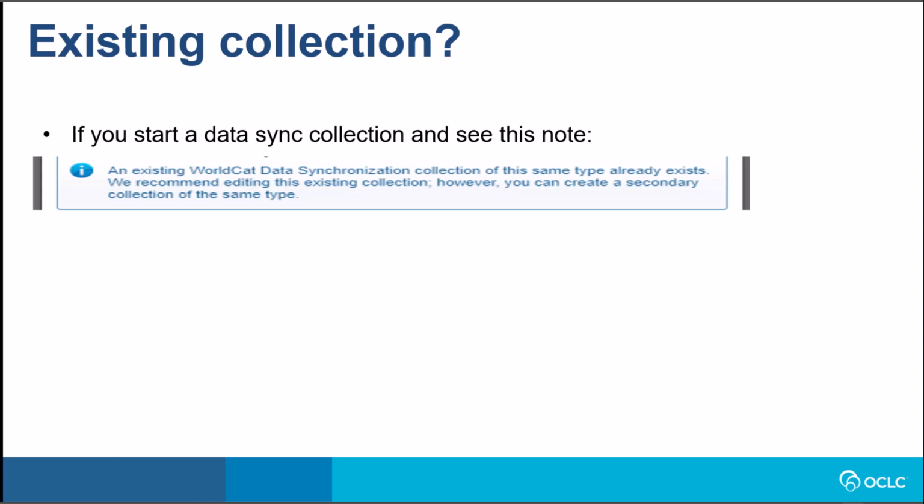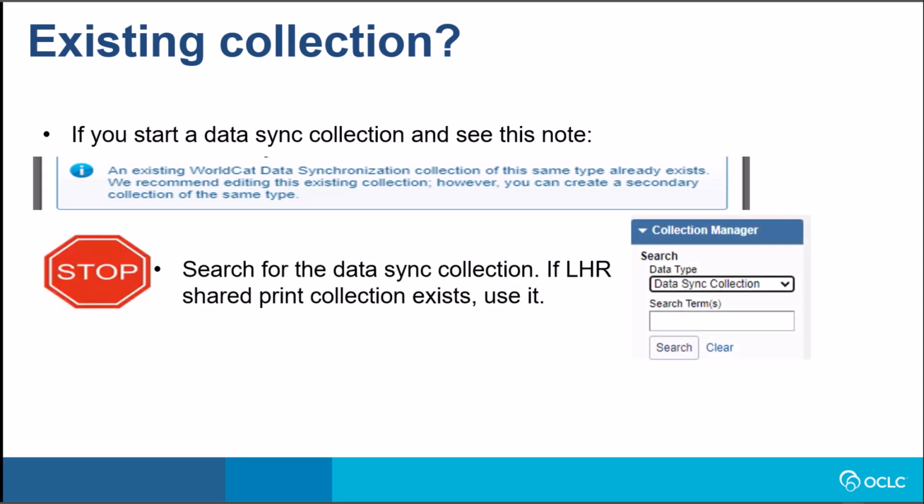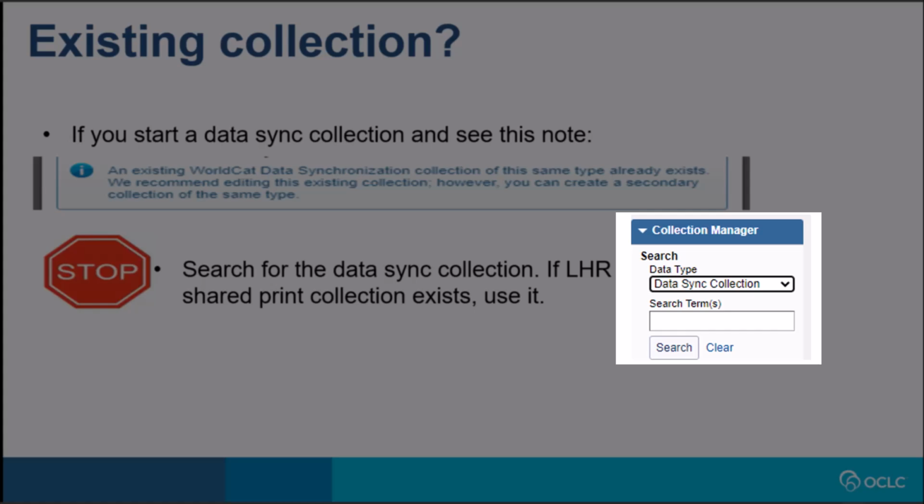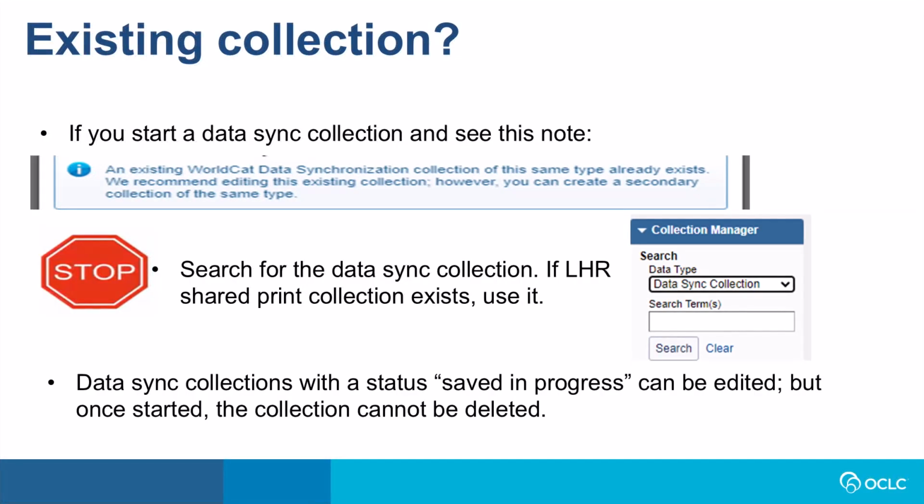If you select a data type and a message appears about an existing collection, you may want to search for that existing collection before creating a new collection. To search, under Collection Manager, choose Data Sync Collection. Leave search terms blank. Click on the Search button. If possible, use the existing collection. If you do not see this message and/or choose to create a secondary collection of the same type, click Create to view the data synchronization collection panels.